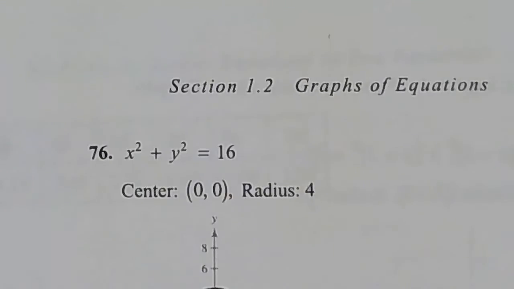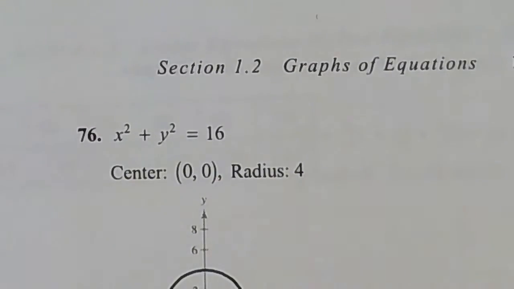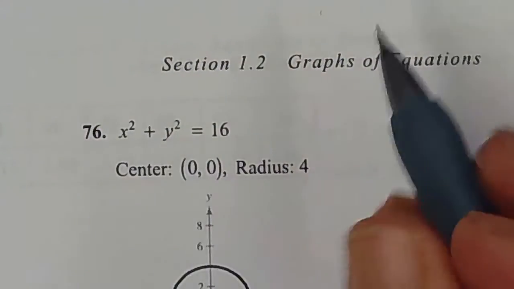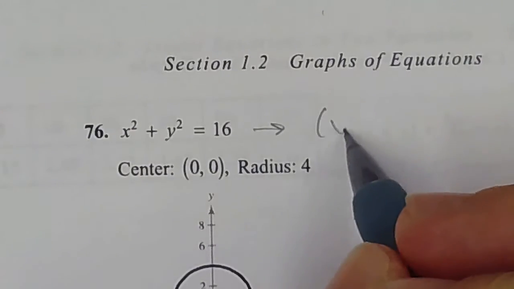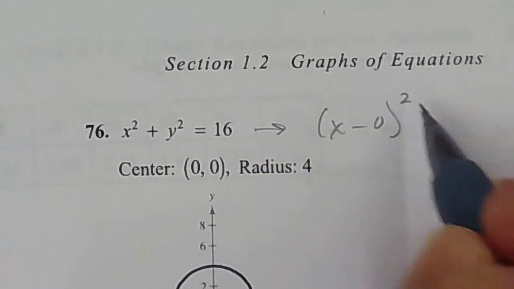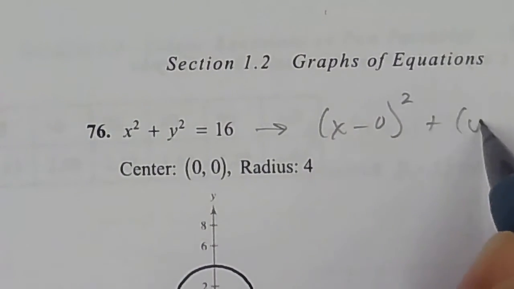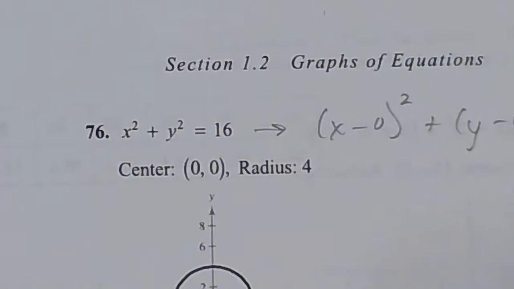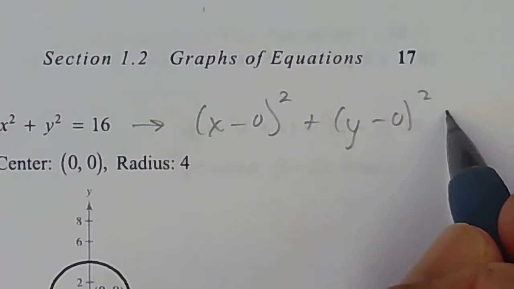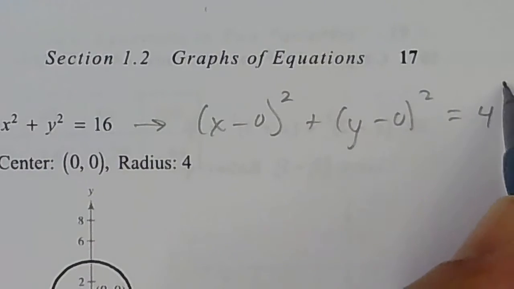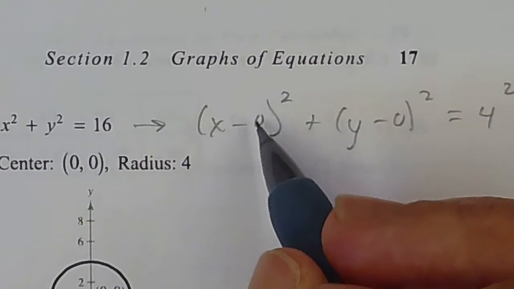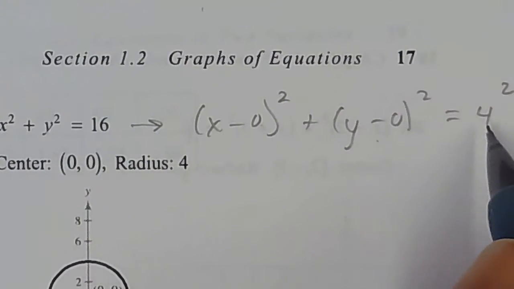They said identify the center and the radius, so you're kind of working backwards. When it's just x squared, what you have to realize is that this is the same as x minus 0 squared plus y minus 0 squared, and then equals 16, or if you prefer to write that as r squared, you can do that. So there's my center, 0, 0, radius is 4.